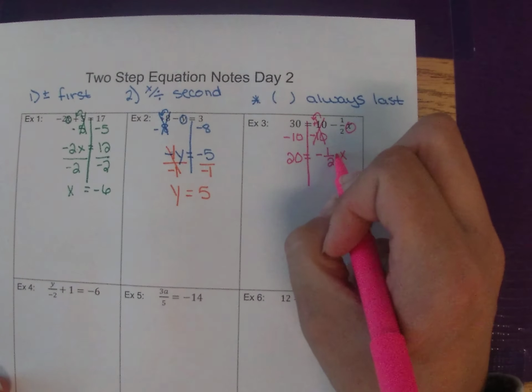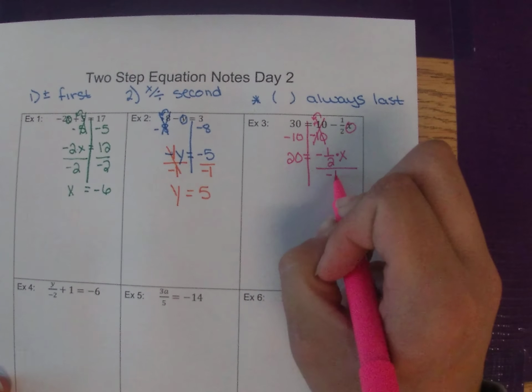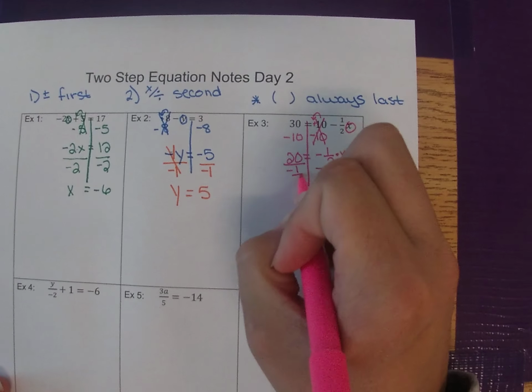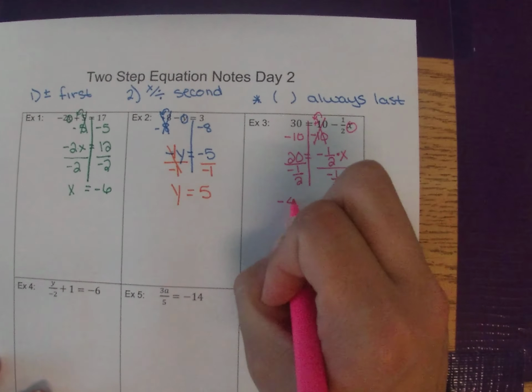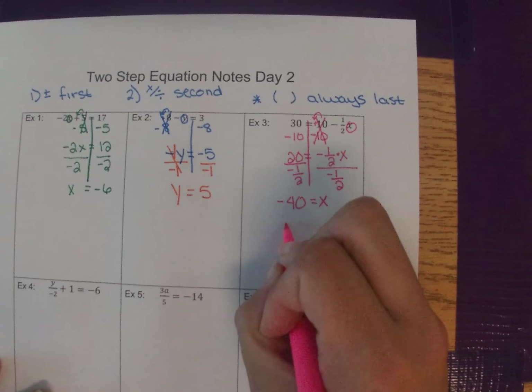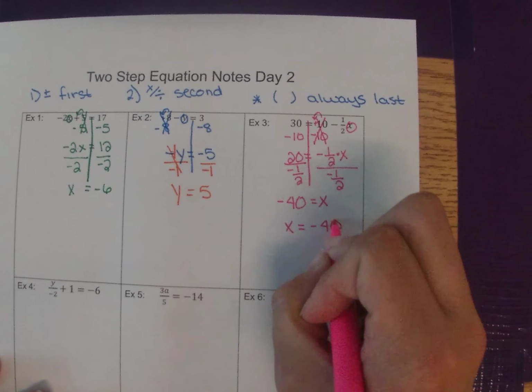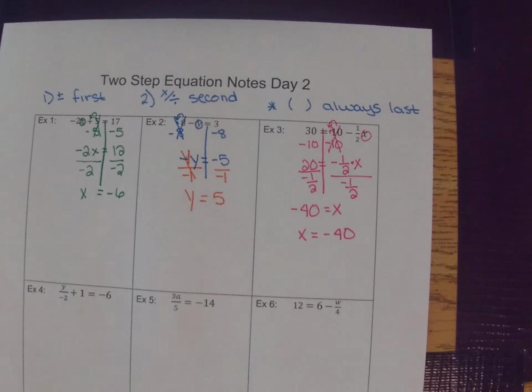Right, so the same thing as before. This is negative 1/2 times x, and I undo multiplication with division. So 20 divided by negative 1/2 gives me a negative 40. Use your calculator if you need to. And we could rewrite that as x equals negative 40.